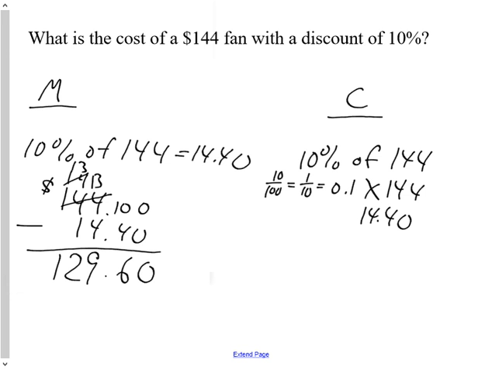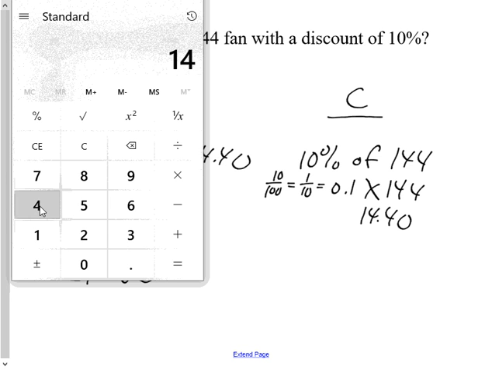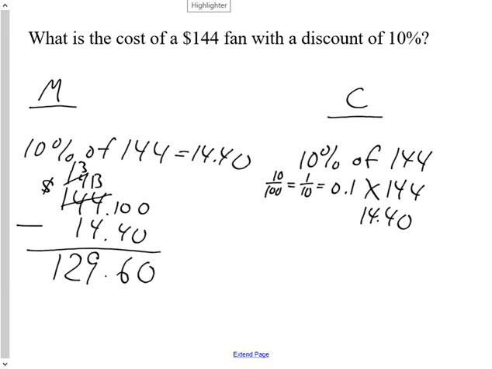Then, take your $144, take away your $14.40. And your answer is $129.60. Same answer. All right, that's in 2 steps. That's with multiplication and then subtraction.